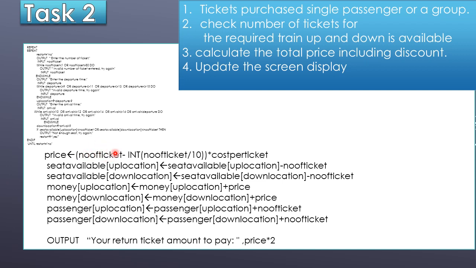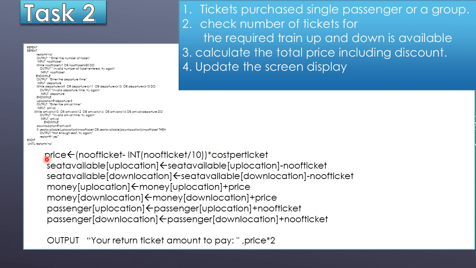For that discount, we find how many free tickets using the int of number of tickets divided by 10. So we divide by 10. For example, if they want 11 tickets or 10 tickets, 10 divided by 10 is going to be 1. So one ticket we are going to subtract from the total tickets they want. For example, 10 minus 1 is 9, so 9 tickets are going to be charged. So the price calculation is done here.